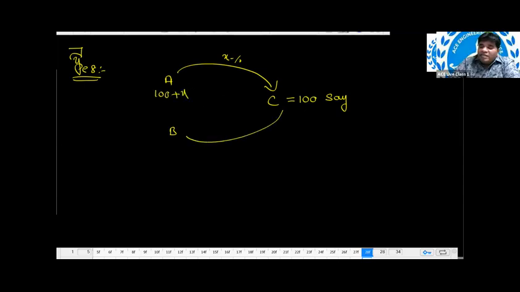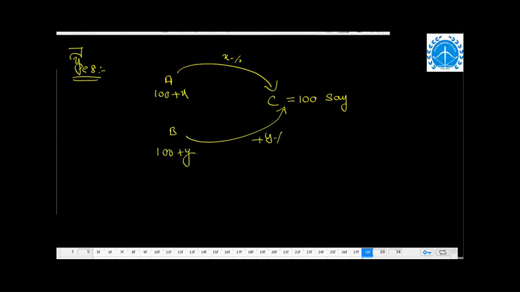B is Y percentage more than C, so what is the B value? 100 plus Y. Now my question is, what is the percentage of A in B?